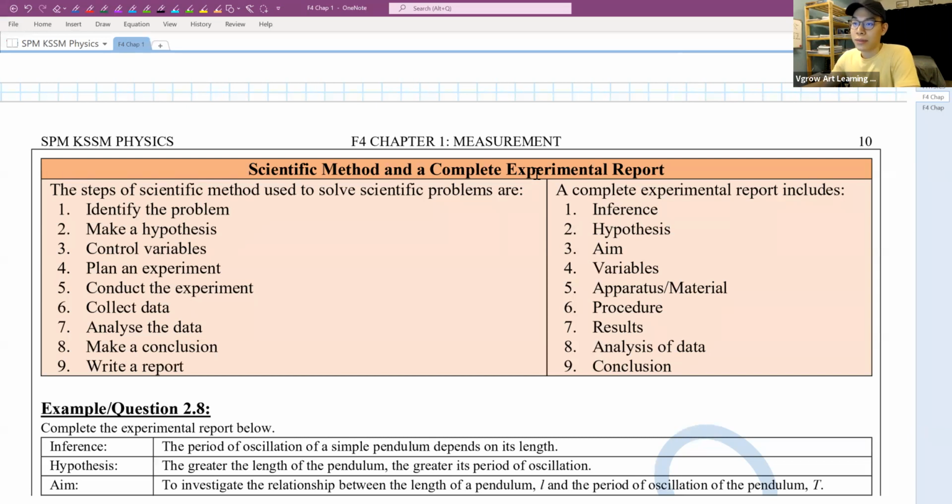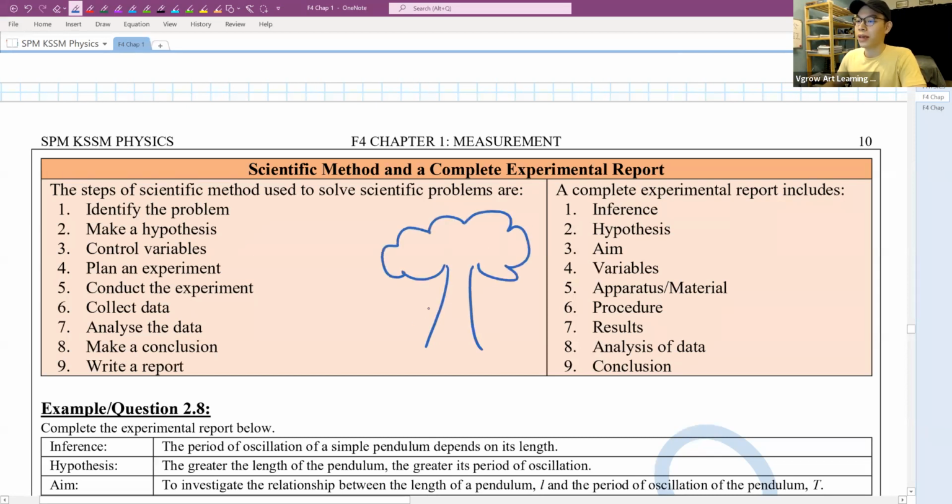The steps of scientific method used to solve scientific problems are: number one, identify the problem. Okay, so one day you have a guy sitting below an apple tree. You probably have heard of this story before. His name is Newton. Okay, he sits below an apple tree.